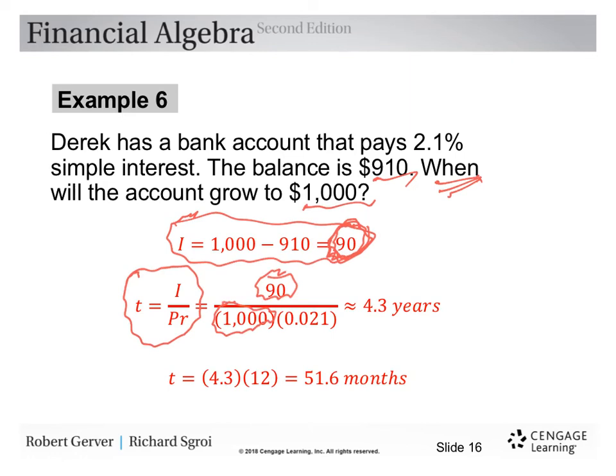And the interest is 0.021, so therefore you come out with approximately 4.3 years. Now, if I take the 4.3 years and convert that to months, 12 months to a year, that means it'll take 51.6 months for the account to grow to $1,000.